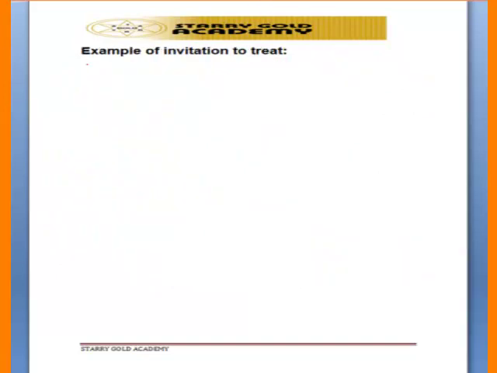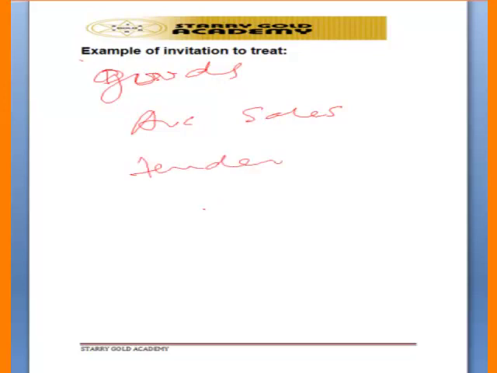Okay, though I've mentioned some of the examples, just as what I've said, the example of invitation to treat is the one I've already said. And that's why I mentioned display of goods, and also of goods. I've also mentioned auction sales, invitation to tender, then a request for information.